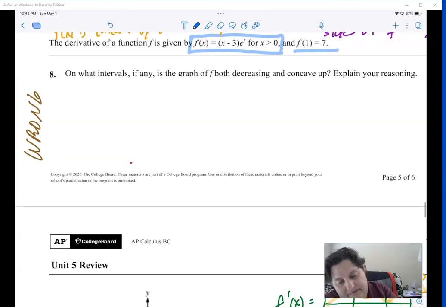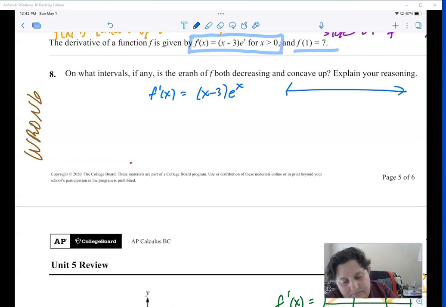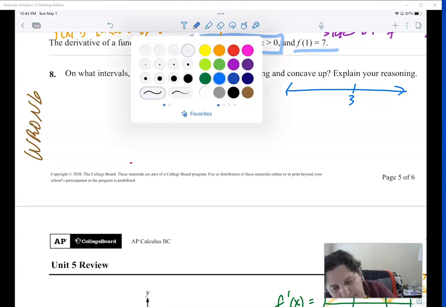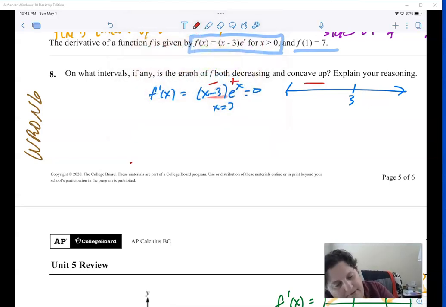Okay, the derivative of the function given by this: f prime is (x minus 3) e to the x. Now look, that only equals 0 at 3, because e to the x can never equal 0. E to the x is always positive. So if I plug in something less than 3 like 0, it's going to make that negative. And if I plug in something bigger like 4, it's going to make that positive. Okay? That's my first derivative.